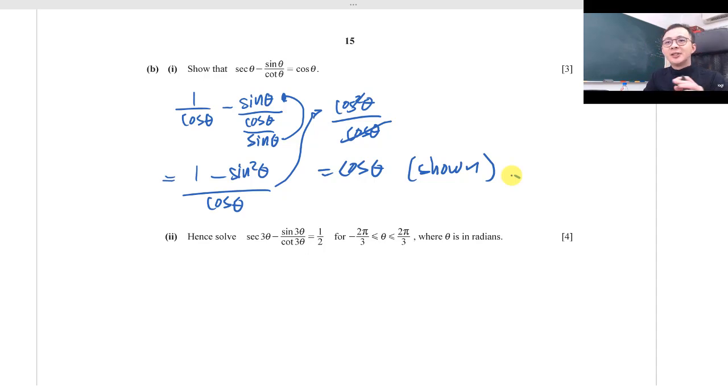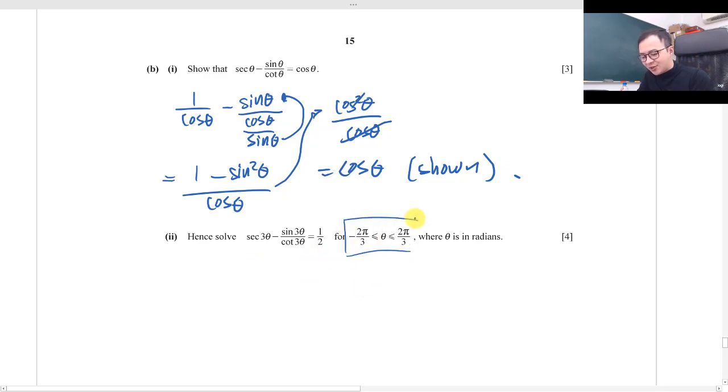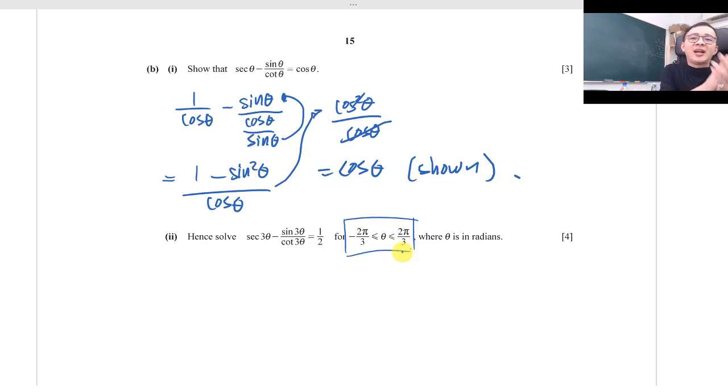Okay, so let me move on to the next one. So they asked about this thing equals to the half here. Yeah, recently IGCSE they love negative angles. So make sure you know how to find a negative angle, because I already see in the 2018 paper or 2017 paper you have so many negative angles here. So make sure you know how to do it.